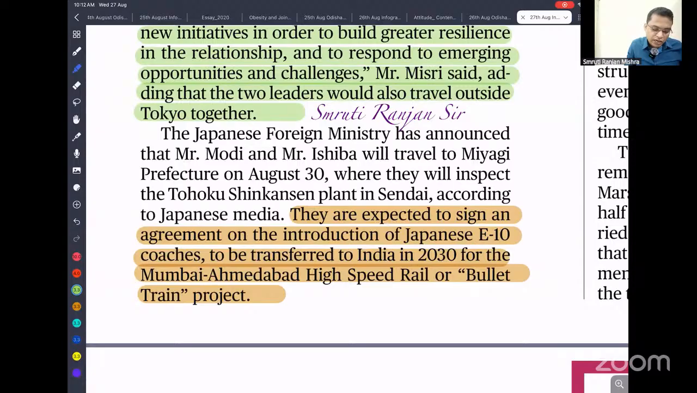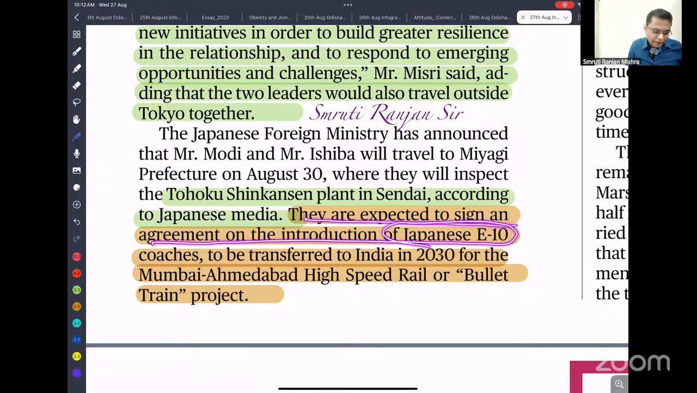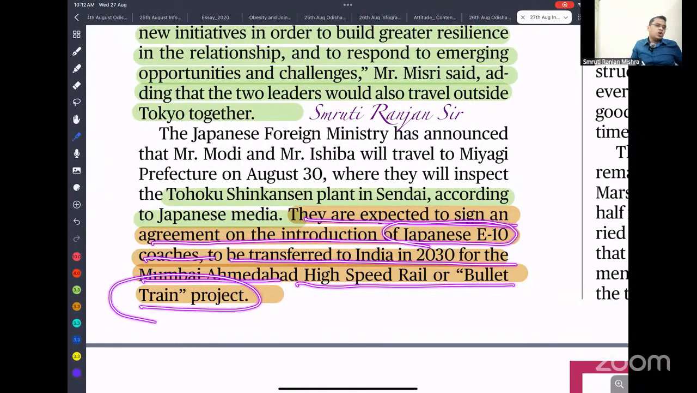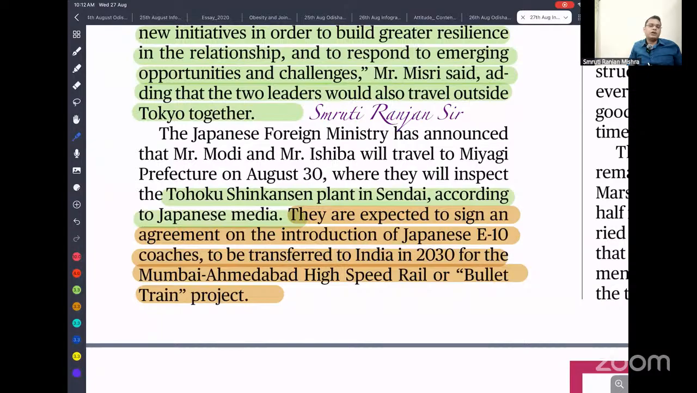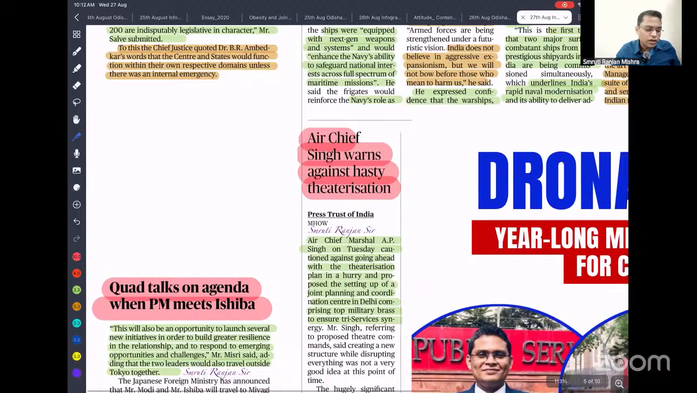So if you look into that, Japan's Shinkansen. They are providing the bullet train to India. They are expected to sign an agreement to introduce Japanese E10 coaches to transport to India by 2030 for the Mumbai Ahmedabad high speed rail or bullet train project. So Japan is funding this Mumbai Ahmedabad bullet train project, and they have also gifted one bogie, one train, to India, and India is also planning to manufacture these bullet trains by establishing a manufacturing plant or importing some of them to India.